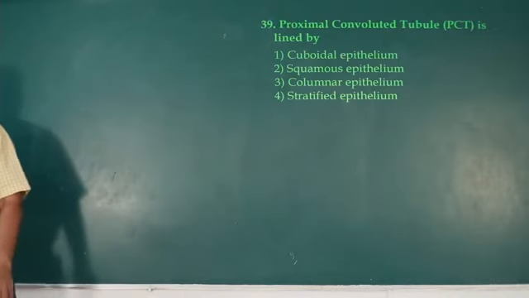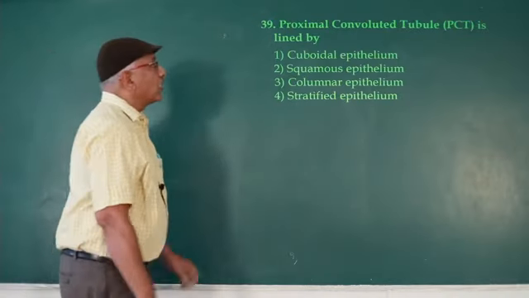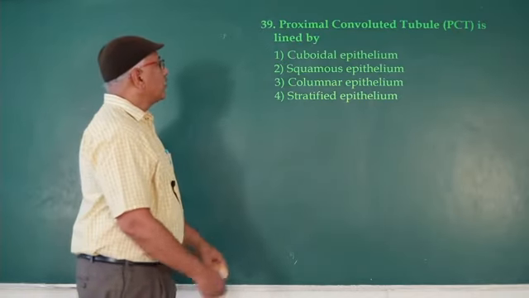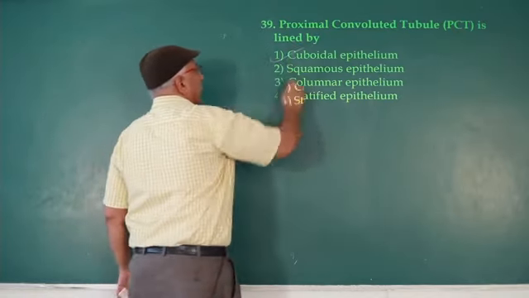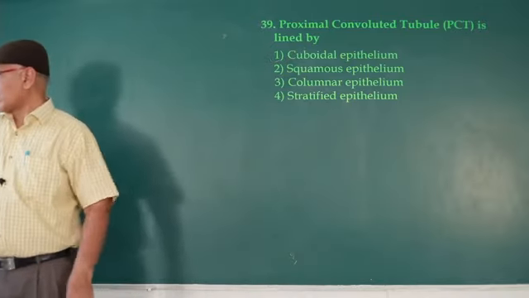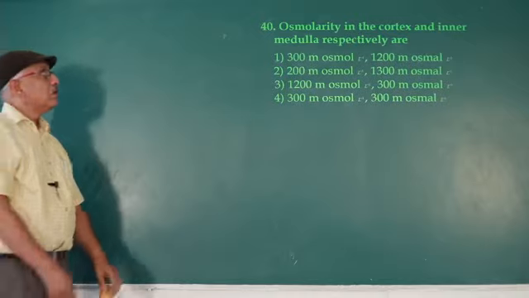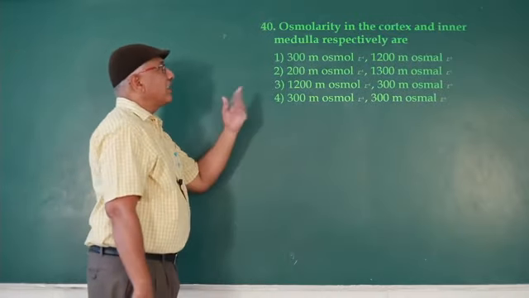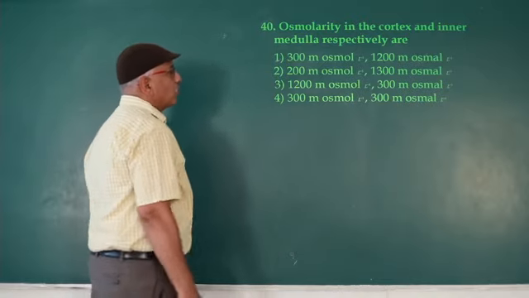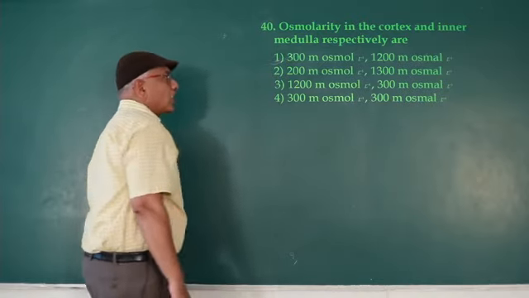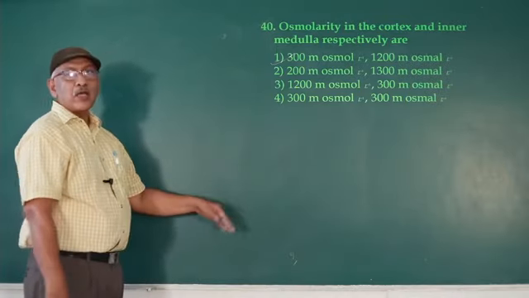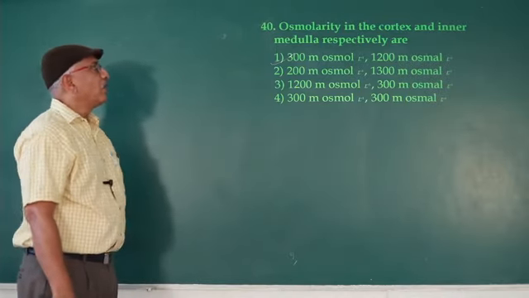So the next question is, proximal convoluted tubule is lined by cuboidal epithelium. Next question, osmolarity in the cortex and inner medulla. We already discussed. In the cortex 300 osmoles, in the medulla 1200 osmoles. That's why the secondary urine is 4 times more concentrated when it comes out as urine.